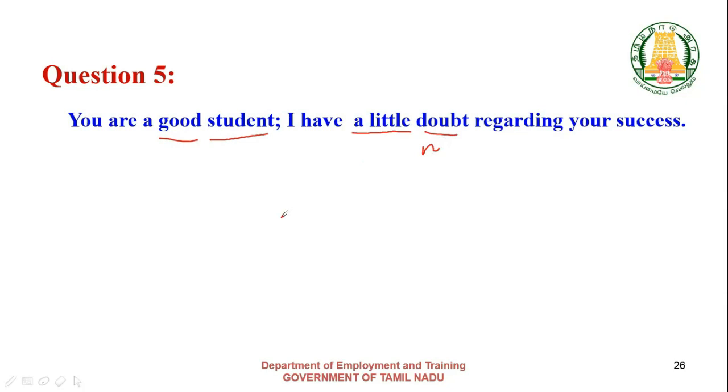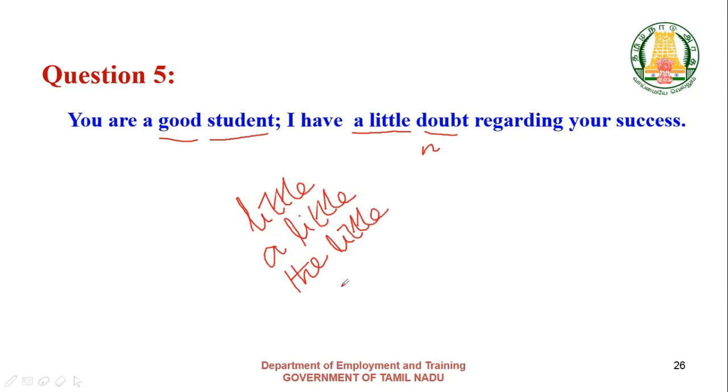So we should be very clear. For example, let me write: little, a little, the little. So what are the differences among these three adjectives? First one, I have little doubt regarding your success, which means if we use the adjective little without any article like a and the, that shows a negative meaning, which means I don't have any doubt.